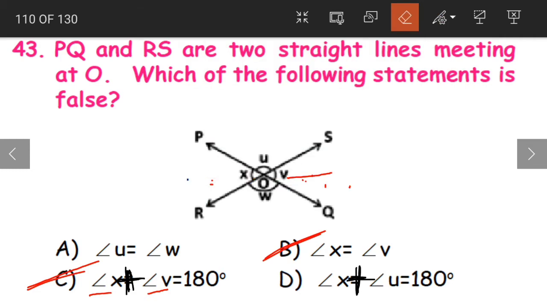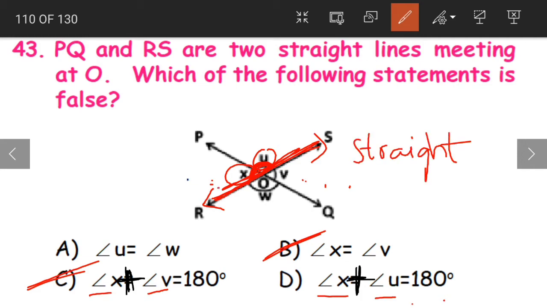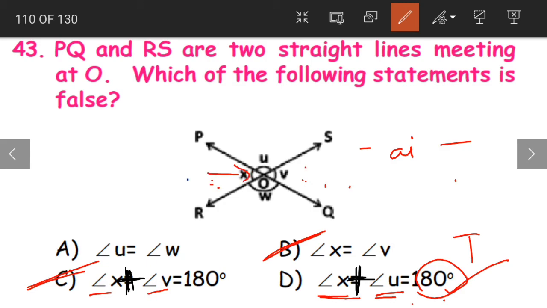Now when we look at option D, angle X plus angle U is equal to 180 degrees. When we look at the combined angle X plus angle U, they both form a straight line, that is a straight angle. Yes or no? As we can see, angle X plus angle U is equal to a straight angle. And what is the measure of a straight angle? 180 degrees. So angle X plus angle U is equal to 180 degrees is true. But angle X plus angle V is equal to 180 degrees is false, children.